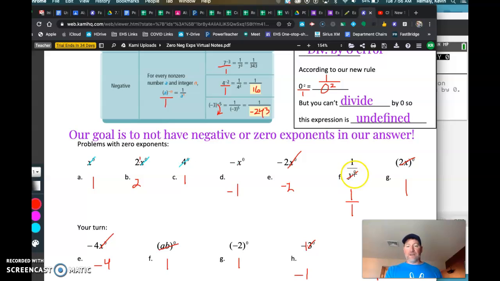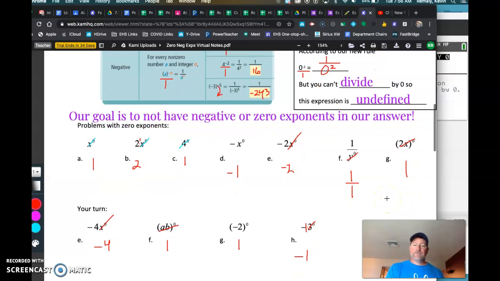All right, for letter F, we have 1 over y to the 0. Well, anything that's touching the 0 exponent becomes 1, so we end up with this 1 over this new 1, which really is 1 over 1, gives us 1. Okay, so the total answer for letter F would be 1, or I would be okay with 1 over 1. And then finally, this 0 exponent really affects everything inside the parentheses here. It affects the 2 and the x. Everything in there becomes 1.